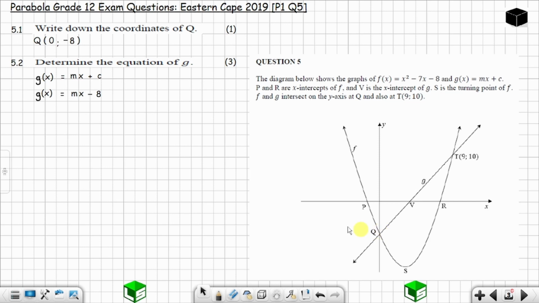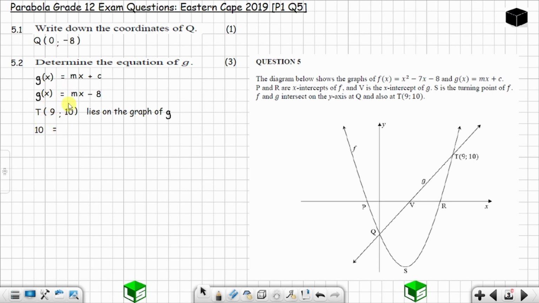You carry on. Now you need to get m, which is the gradient. You can use another point which is on the graph of g to find the gradient m. You have another point, the point T. You can see the coordinates are given. This point lies on the graph of g. You can use it to find the gradient. This is the x-coordinate and this is the y-coordinate. g of x is y, and y is equal to 10.